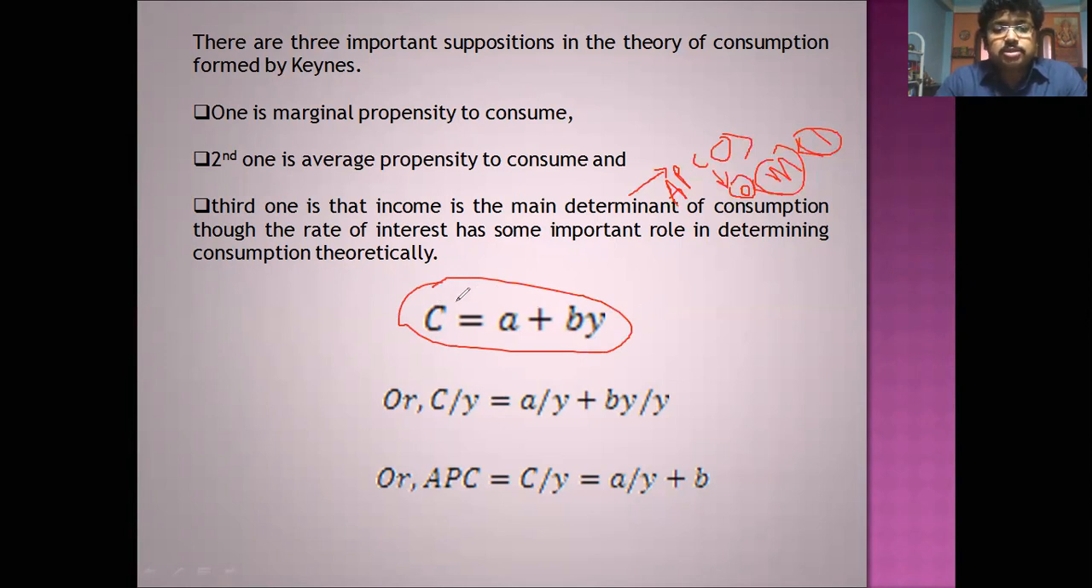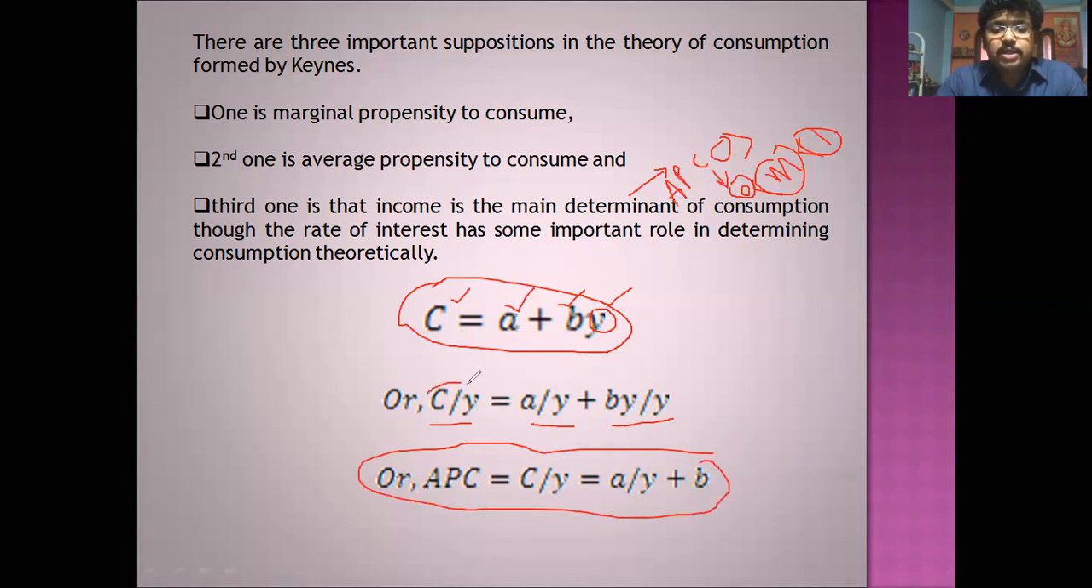It is a linear relationship. C is the consumption, A is the autonomous consumption, B is the marginal propensity to consume, and Y is income. Okay, Y is income. If we divide both sides of this equation by Y, by the income, then we get C by Y, A by Y, and B. And therefore, this can be found.